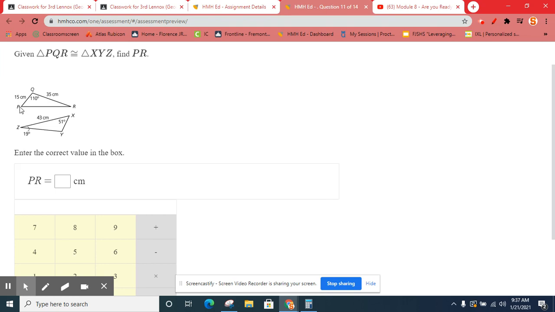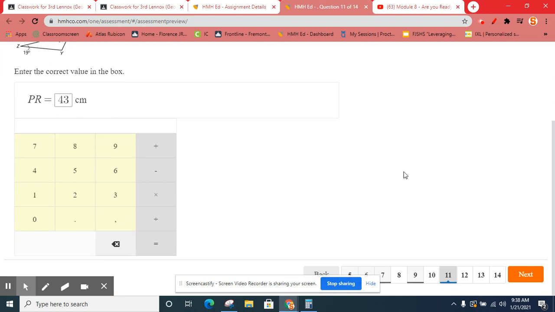So PR is this length here, and you're pretty much looking at the corresponding side, meaning the same location. So that's like the same location as ZX. So if ZX is 43, well, then I know PR is going to be 43 as well, because these are similar, or congruent figures rather. Yes, a little bit different, congruent.